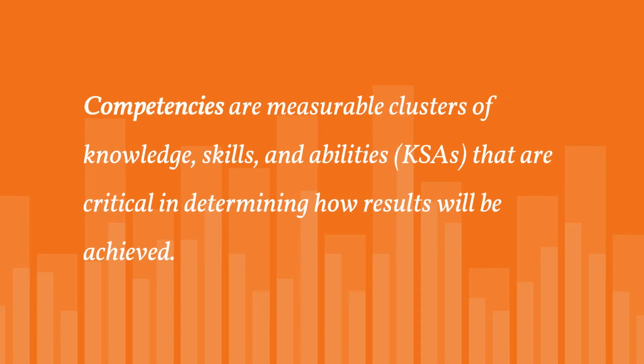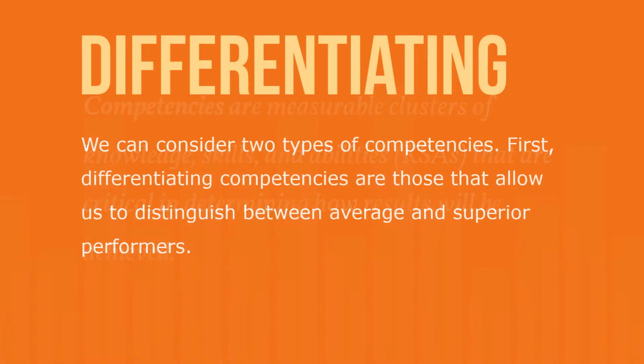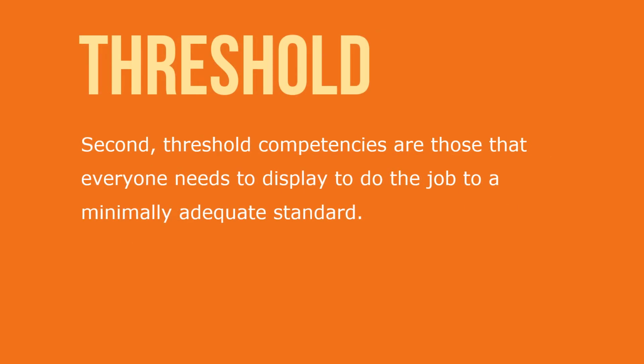Competencies are measurable clusters of knowledge, skills, and abilities, known as KSAs, that are critical in determining how results will be achieved. We can consider two types of competencies. First, differentiating competencies are those that allow us to distinguish between average and superior performers. Second, threshold competencies are those that everyone needs to display to do a job on a minimally adequate standard.